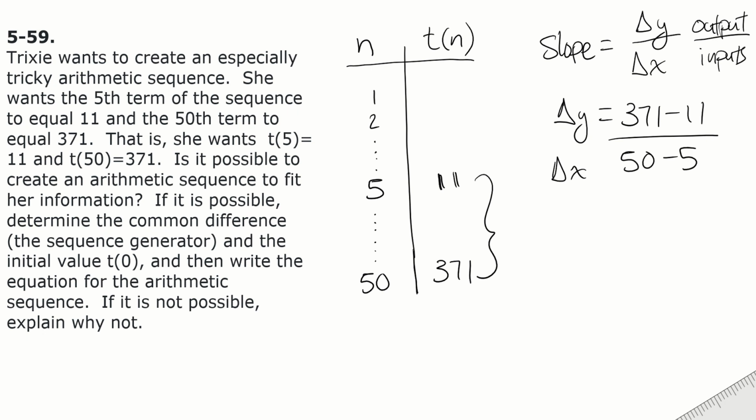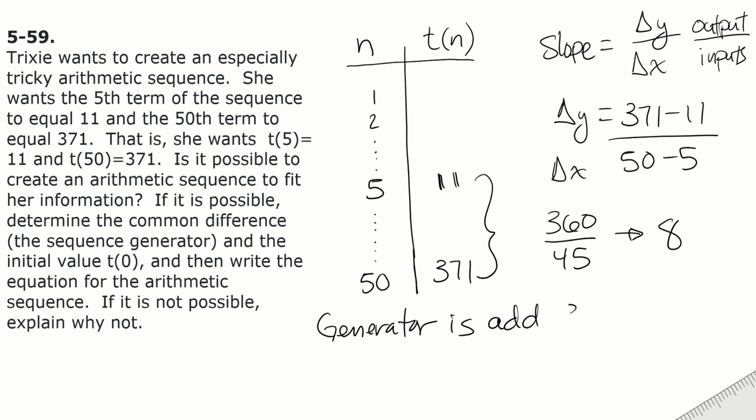And yes, I'm not ashamed to admit it, I'm grabbing a calculator. 371 minus 11 is 360. So my numerator is 360, and the denominator is going to be 45, that's 50 minus 5. So this slope, if I reduce this, 360 divided by 45, is the number 8. So that means I know what the generator is. The generator is add 8.